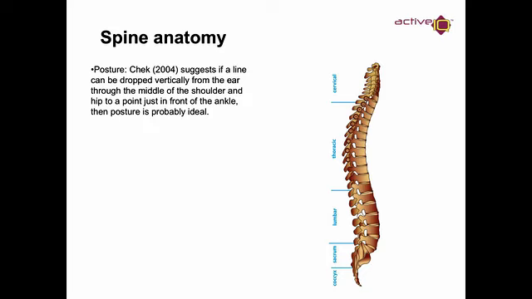If you drop it down and it goes through the ear, it goes through the shoulder, but then the hip's not in line, then there's a problem going on somewhere with the hip, and the hip's not quite in line with the rest of the body. We need to look at that hip a little bit more to see what we can do to get it back in line and to get it functioning in the correct way.